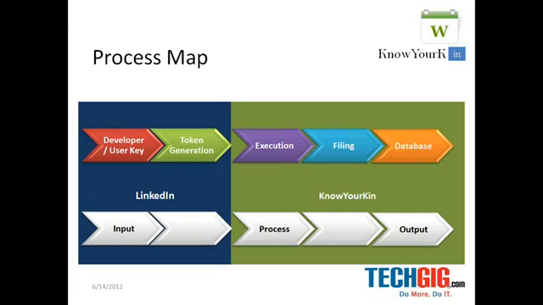So the process map here basically starts with you accessing the developer and user key from LinkedIn, and the token generation is done in LinkedIn, and basically you get the execution and the filing, and the database is done in the Know Your Kin part of it. So the process and the output is being done. The input is the LinkedIn data, in the form of a developer key.